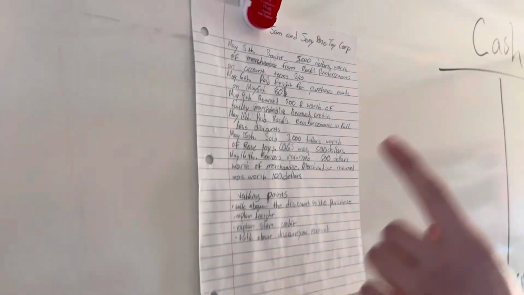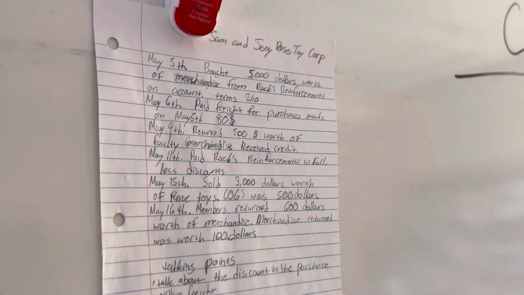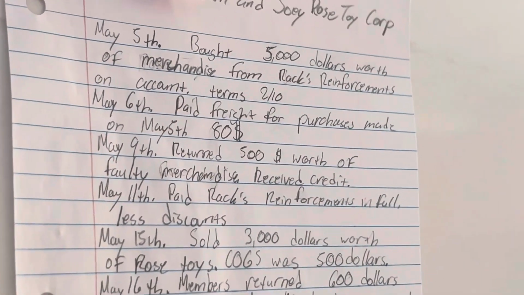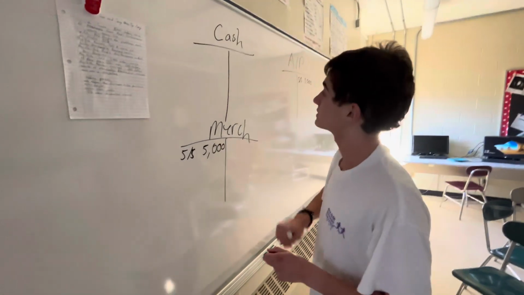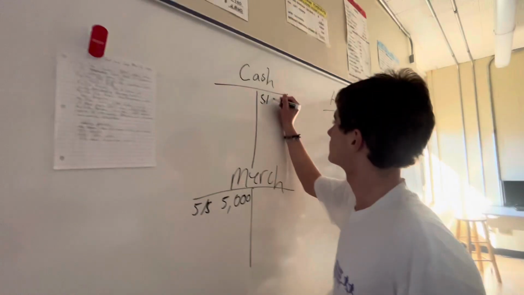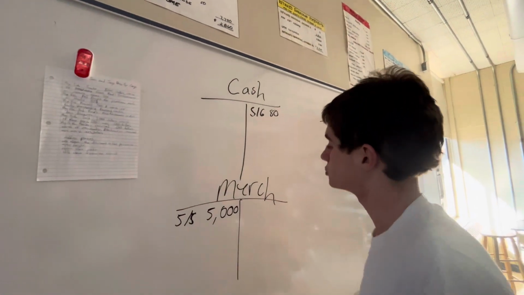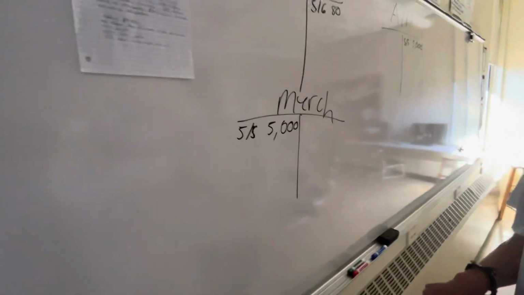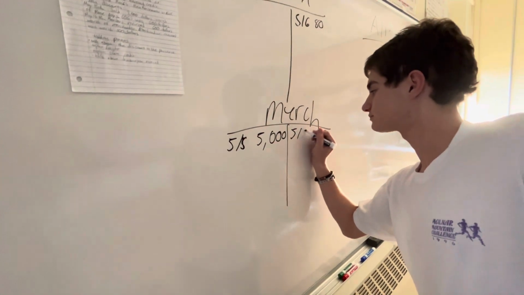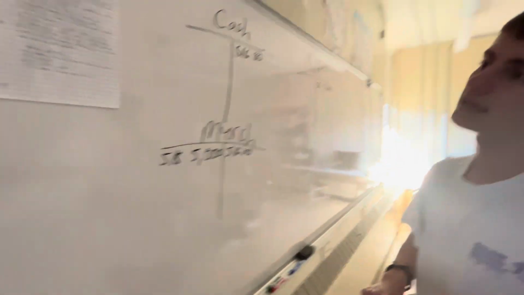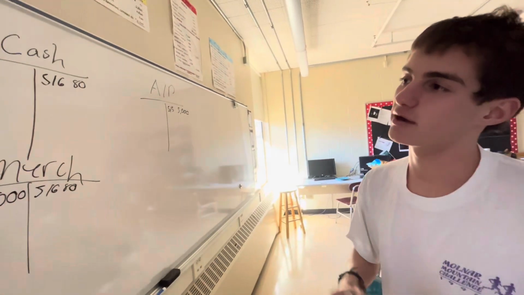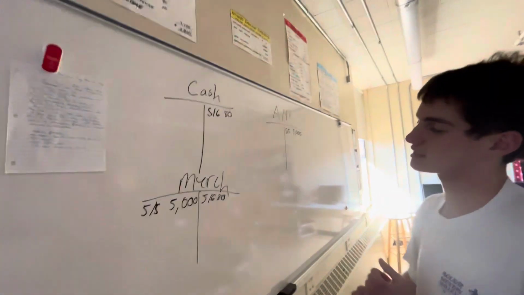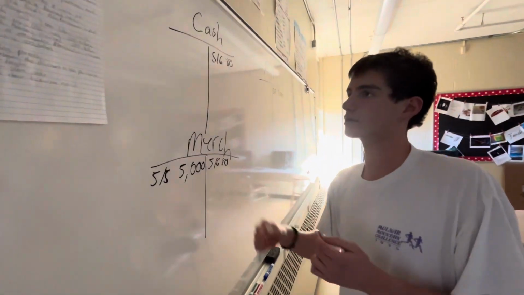All right. Perfect. So next day, May 6th, paid $80 freight for purchases made on May 5th. Since it doesn't specify it's on account, we're going to assume it's cash. And freight would just go into merchandise inventory, because freight is the cost of transporting the goods, and we have to pay for that.